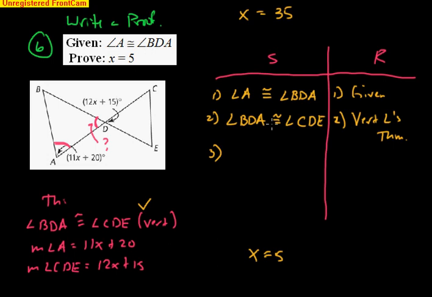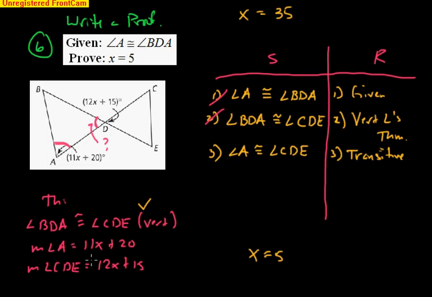So now, if we look at your two statements: angle A is congruent to angle BDA, and angle BDA is congruent to angle CDE. This is a nice transitive property. Angle A is congruent to angle CDE. Now this is new. I failed to mention that, but if you look at these two steps, step 1 combines with step 2 using the transitive property to get you step 3. This is the transitive property.